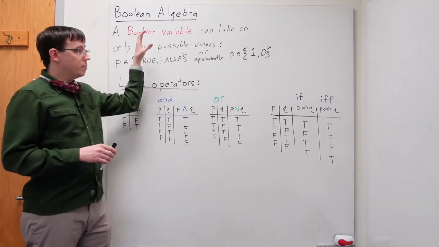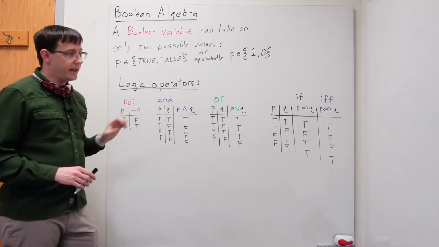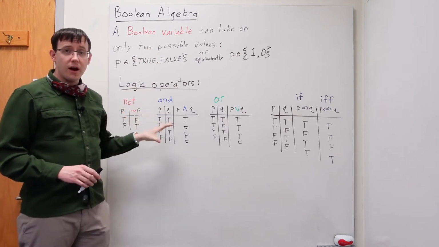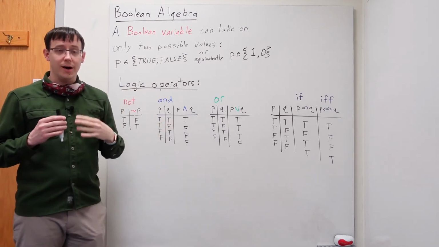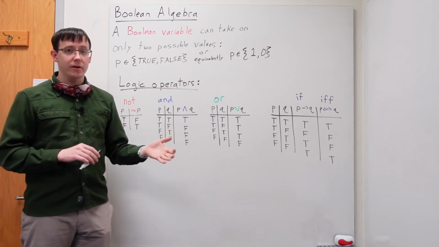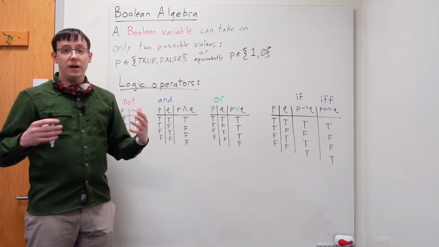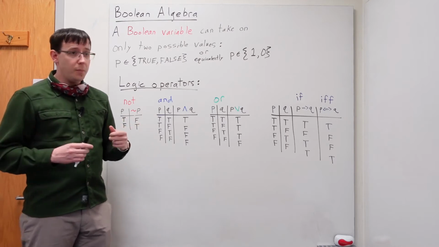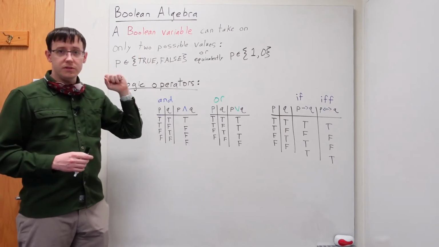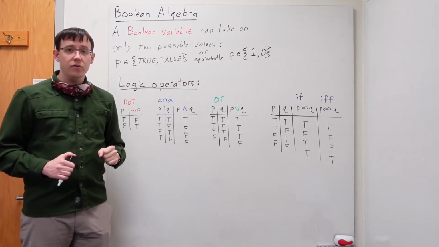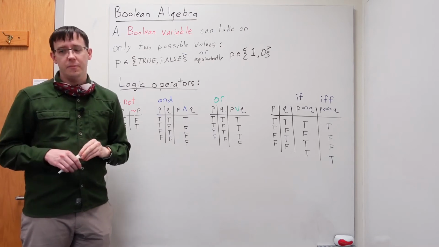Now that we have Boolean variables and a set of logic operators, and we know how the operators apply to those Boolean variables, we can think about different logical expressions made up of Boolean variables and logic operators. What is their meaning?